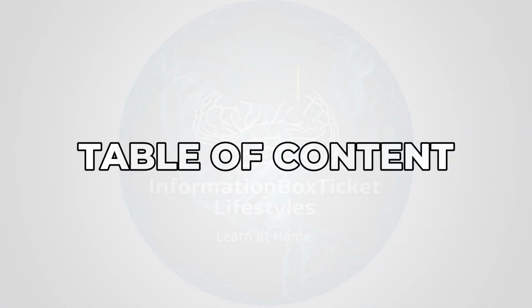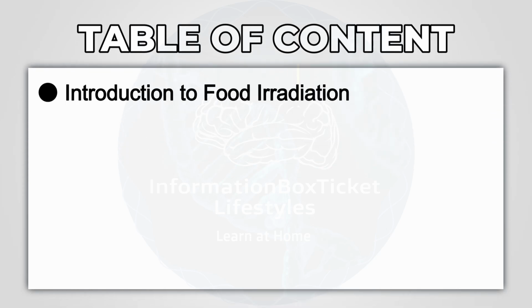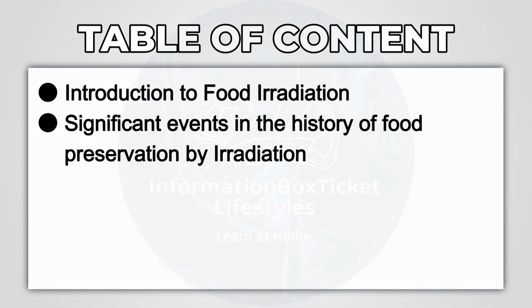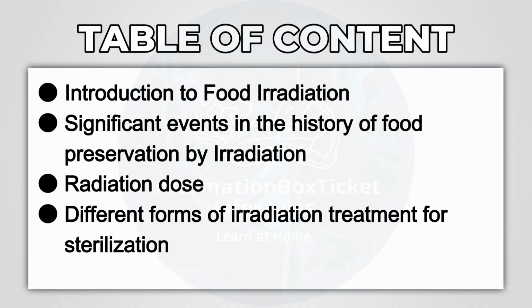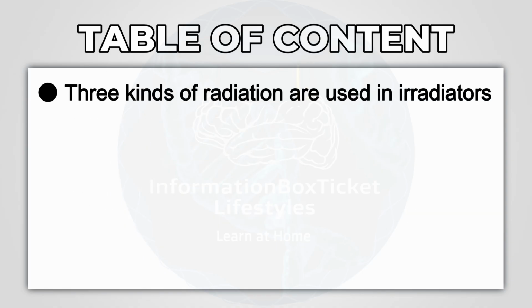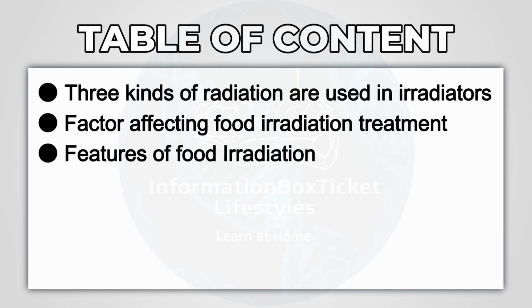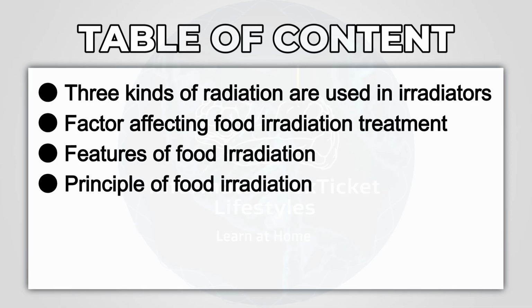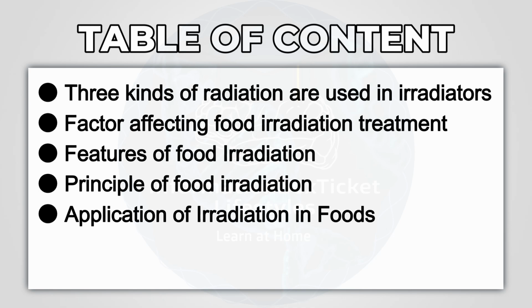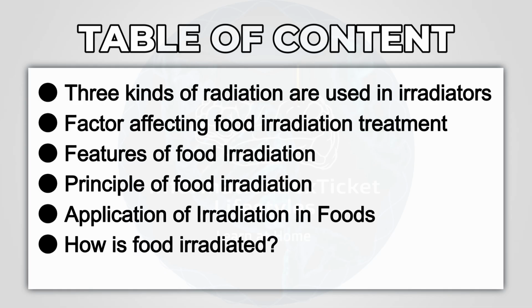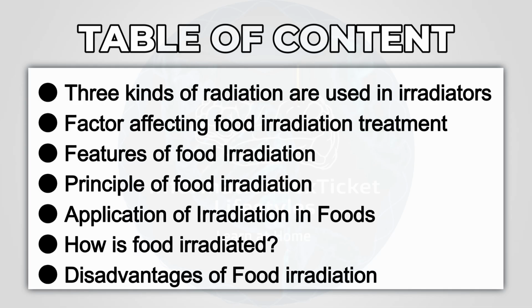Table of Contents. Introduction to food irradiation. Significant events in the history of food preservation by irradiation. Radiation dose. Different forms of irradiation treatment for sterilization. 3 kinds of radiation are used in irradiators. Factor affecting food irradiation treatment. Features of food irradiation. Principle of food irradiation. Application of irradiation in foods. How is food irradiated? Disadvantages of food irradiation.